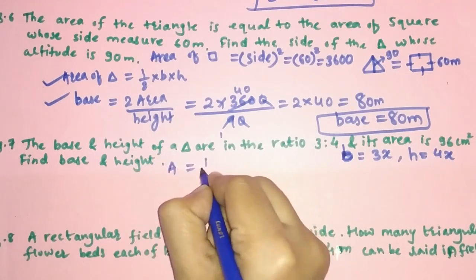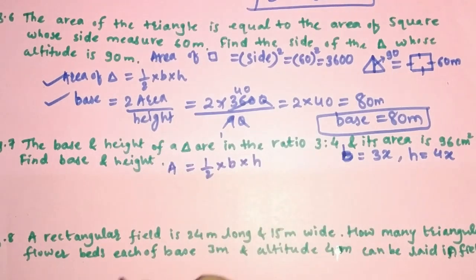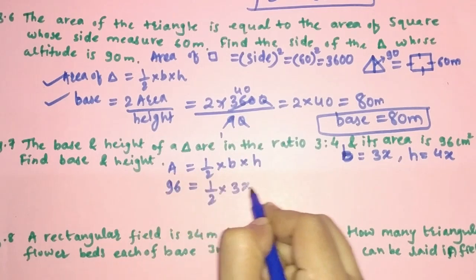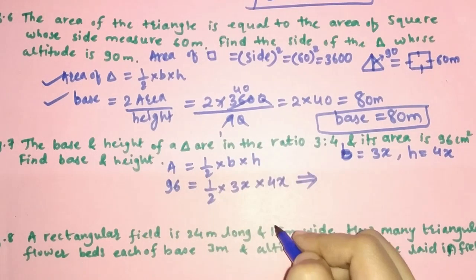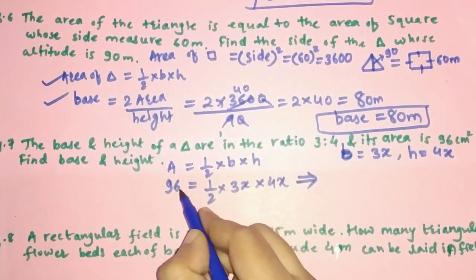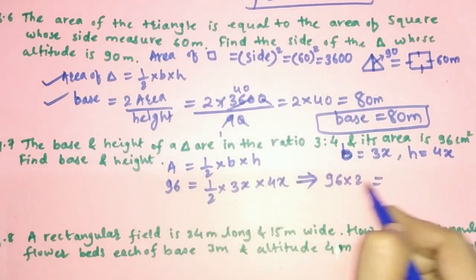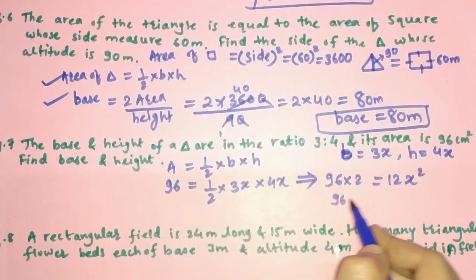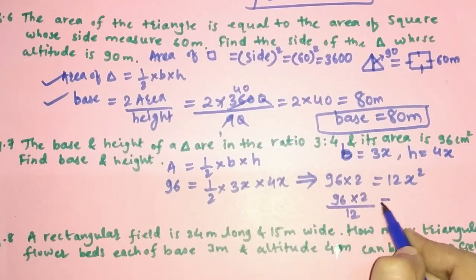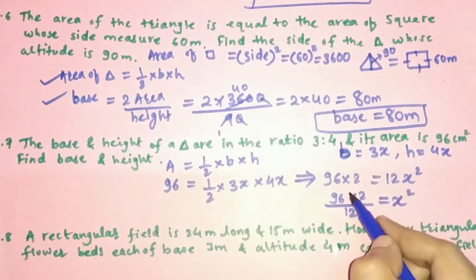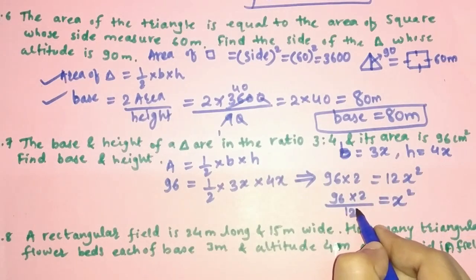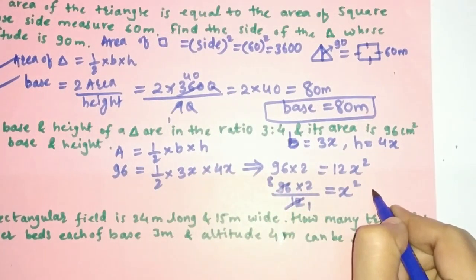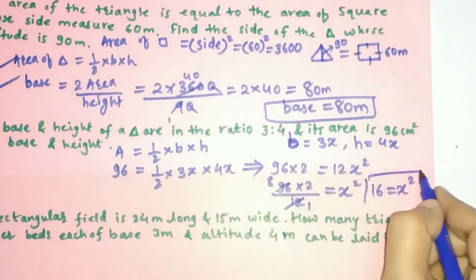So first of all, area is equal to 1 by 2 base into height. Okay friends, and area is 96. Base is 3x multiplied by 4x. Okay, so we send this 2 there, and here 3 fours are 12x square. So I can do 96 multiplied by 2. This 12 I have sent to the left hand side. Now I just divide it. 12 ones are 12, 12 eights are 96. So friends, what we will do here, 8 twos are 16 I got. 16 is equal to x square.